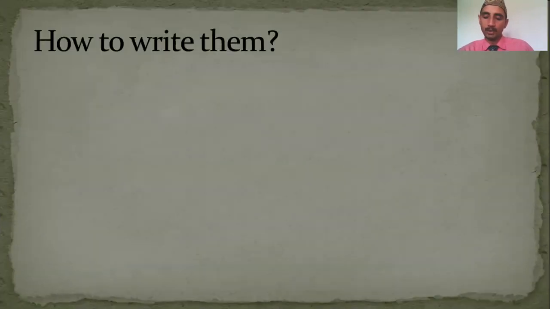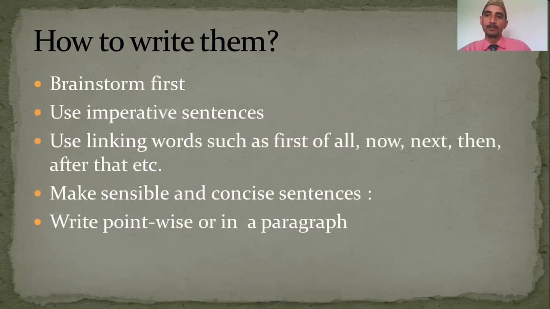Okay, so instruction can be written mainly in two ways. First of all, it can be written in a point-wise way. Second, it can be written in a paragraph. Before that, you have to brainstorm. That means collect the information in your mind and put the information into written format, by using words and sentences. Okay, if we are speaking orally, then we have to convert it into oral format.